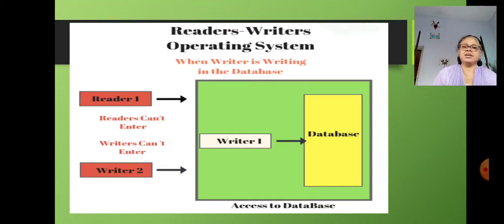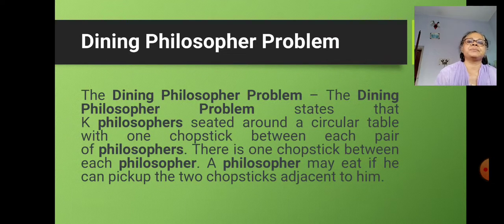When a writer is waiting in the database, or when a writer is writing in the database, readers cannot enter, and writers cannot enter. No process can enter, whether it wants to read or write the database, since one writer is writing in the database, which means some updating is being performed.